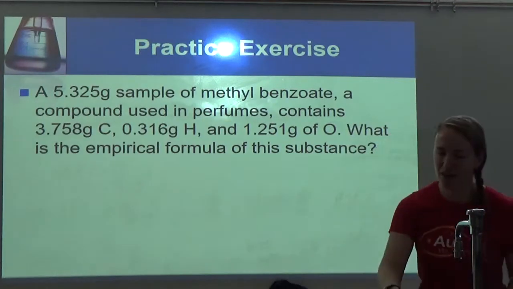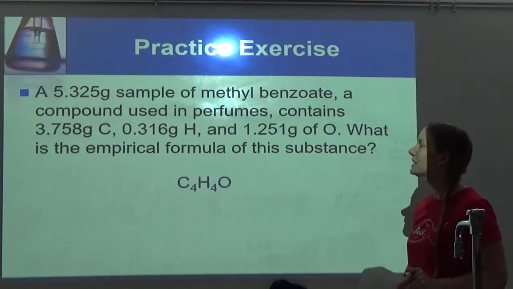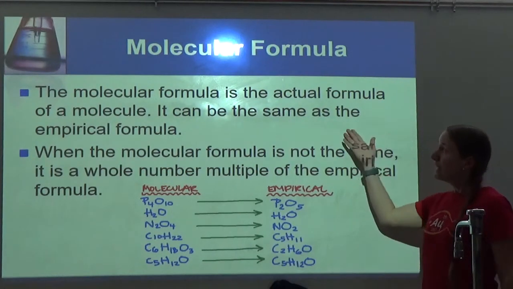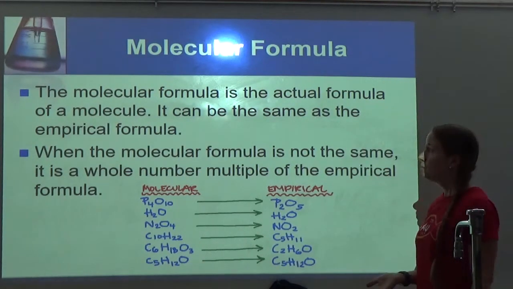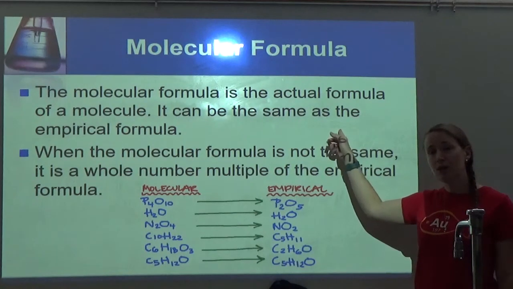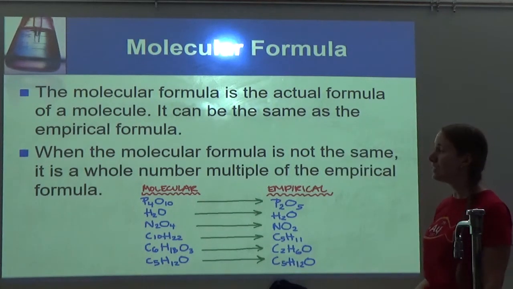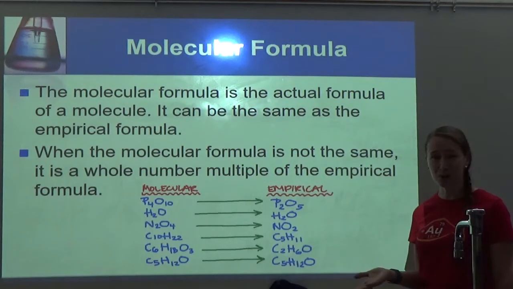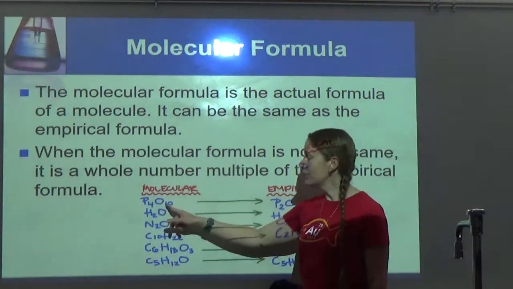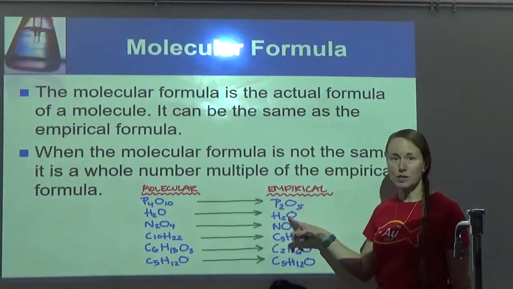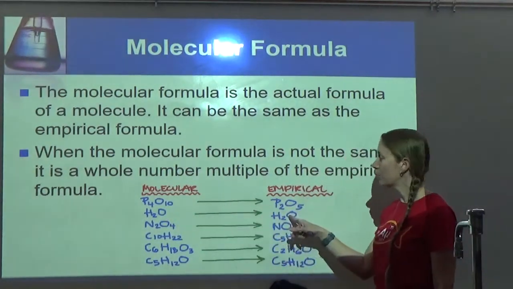Remember, we did this in honors, so you can go back to chapter 10 if you need better explanation of all of this. So, molecular formula is the actual formula of a molecule. It can be the same as the empirical formula. Not everything can be reduced. When the molecular formula is not the same, it is a whole number multiple of the empirical formula. So like P4O10 can be reduced to P2O5. H2O can't be reduced, so its molecular and empirical formula are the same.